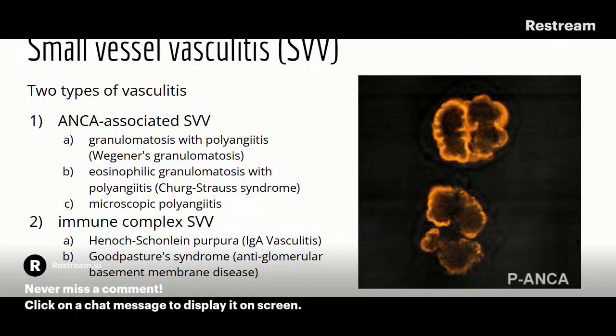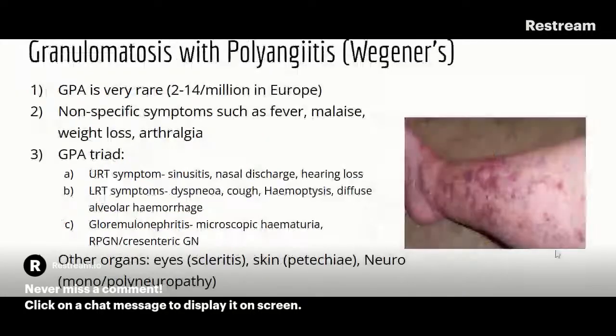So when you see a question and you think that this is small vessel vasculitis, you should look to say, okay, well, is it going to be ANCA driven or is it going to be immune complex driven? And if it's ANCA driven, you have three options that it can be, really, for your exams: Wegener's, Churg-Strauss, and microscopic polyangiitis. If it's immune complex, well, you've got your IgA vasculitis and your Goodpasture's. So being able to identify which one this is going to be is a good first step.